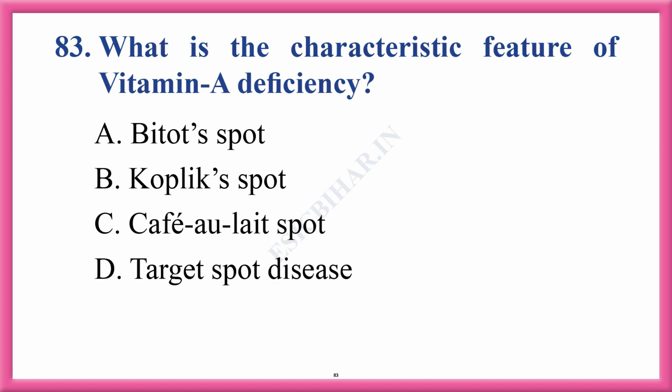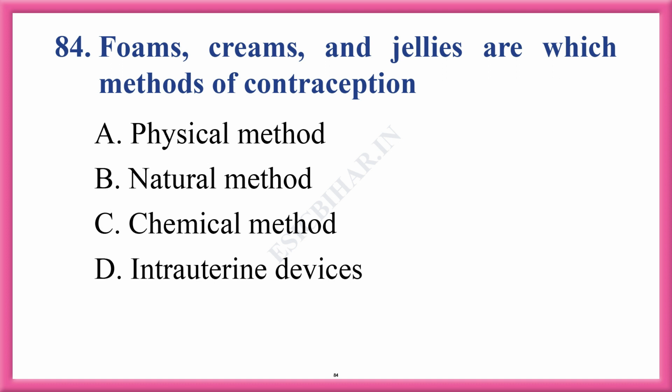What is the characteristic feature of vitamin A deficiency? A. Bitot's spot. B. Koplik spot. C. Cafe au lait spot. D. Target spot disease. And the answer is A. Bitot's spot. Question 84. Foams, creams, and jellies are which methods of contraception?